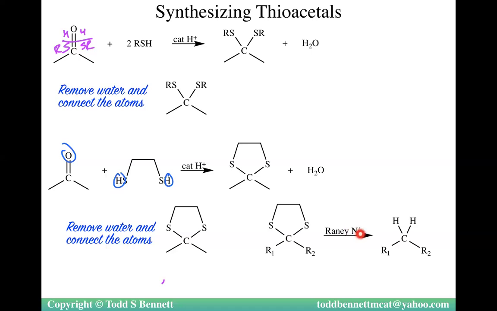If you had something called Raney nickel, which is just nickel with, I guess, very specific impurities, in the presence of a hydrogen source, we'll add H's across here. So you end up with an H on the carbon, H on the S, H on the carbon, H on the S. So you end up reducing overall a ketone into an alkane. So if you want to get rid of a carbonyl group, you can.